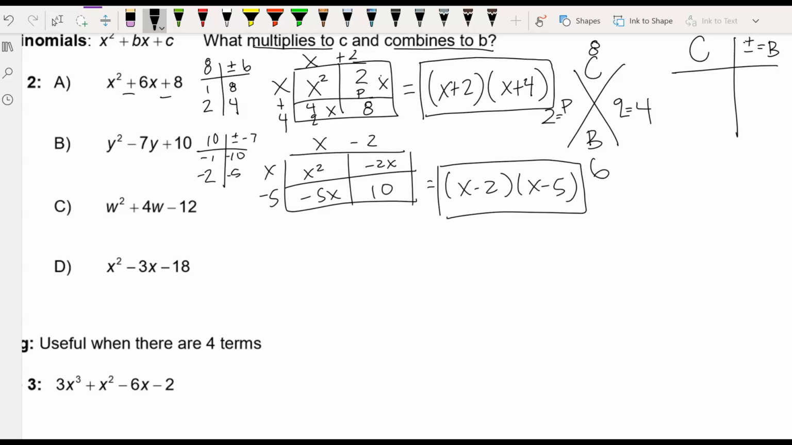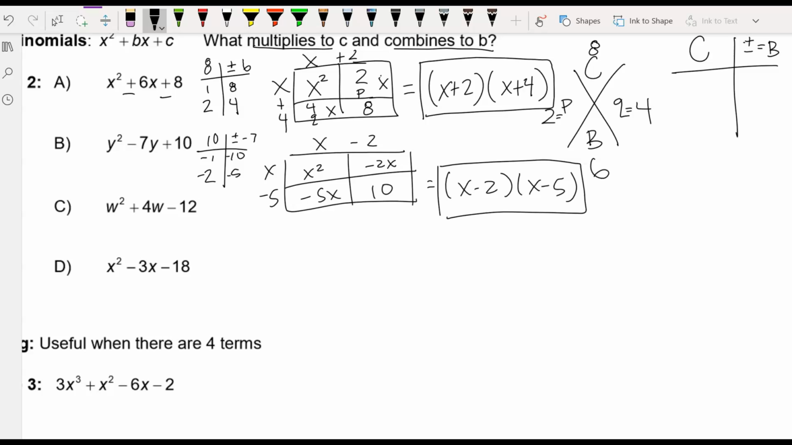All right, so you should have gotten x minus 2 and x minus 5. Notice that it's a negative 7 and a positive 10. So that means both numbers have to be negative in order to add to make that positive 10. So just be very careful and check your signs when you're looking to factor.